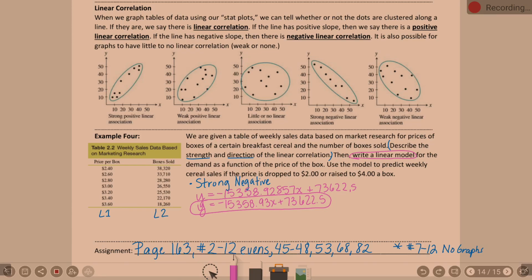Okay, so first of all, I went into Stat. And when I was in Stat, I went over to Calc.